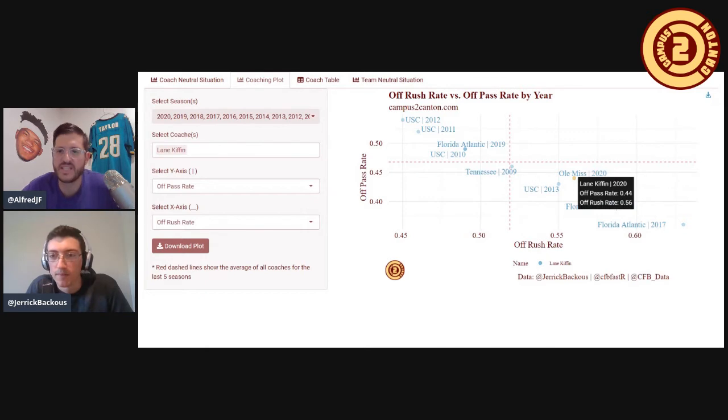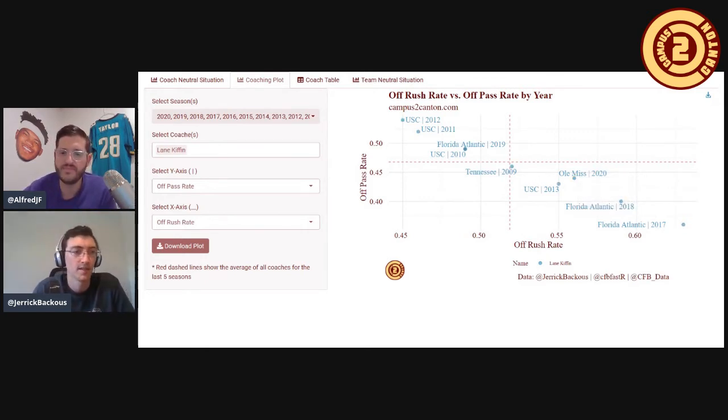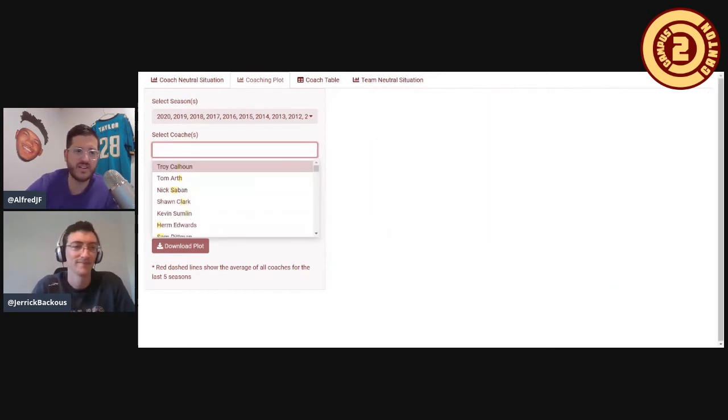Rush rate 0.56 versus 0.44. It would make sense from the neutral situation that we were looking at too. Which I wouldn't have thought, just by remembering how explosive they were in the game. Yeah. I think Harsin is a runner too.